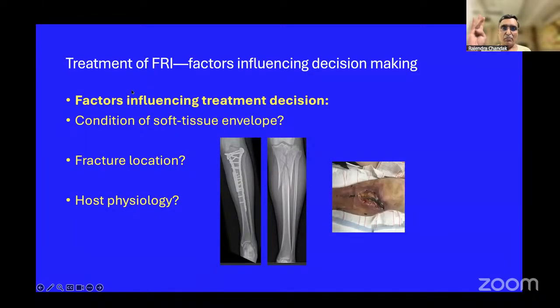So, three important things: fracture location, soft tissue envelope, and the host physiology. Like this patient came after a tibial plate fixation, actually. And if these tissues have gone, the soft tissue envelope is poor, then in this case, rather than implant retention, we will be going ahead with alternative procedure covering the soft tissue, etc.